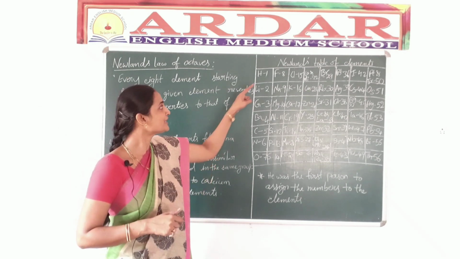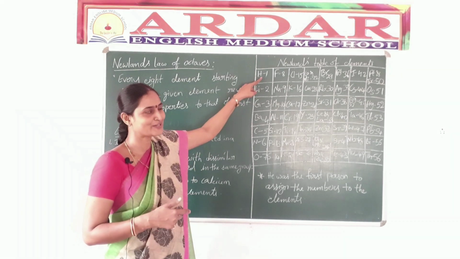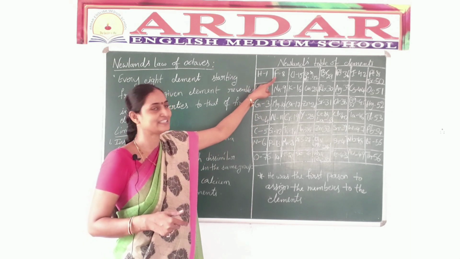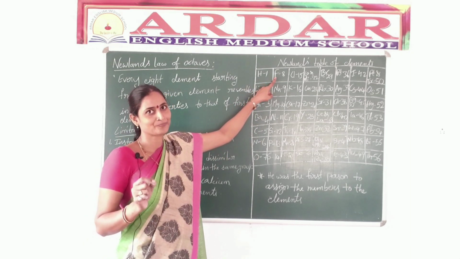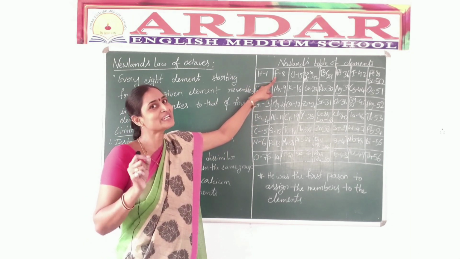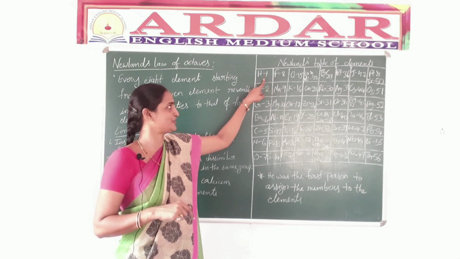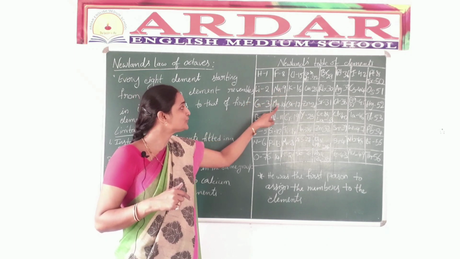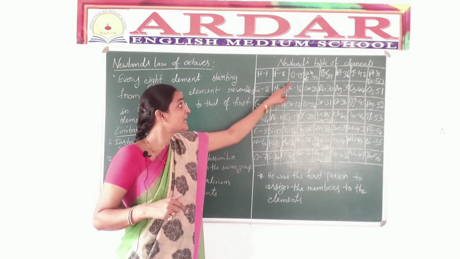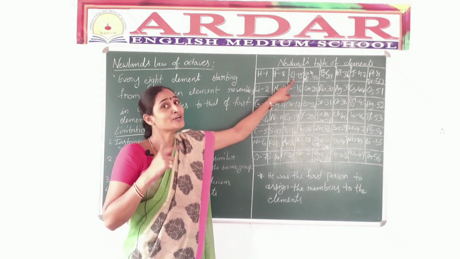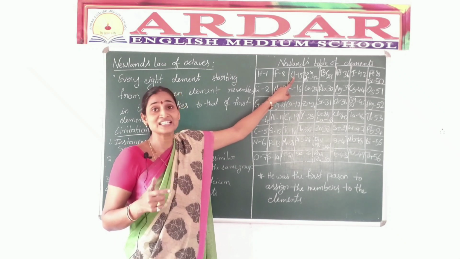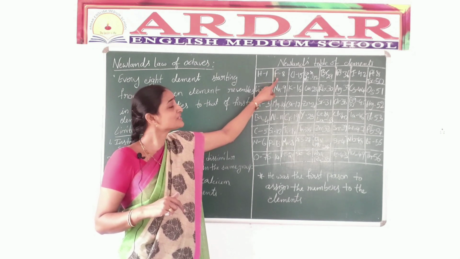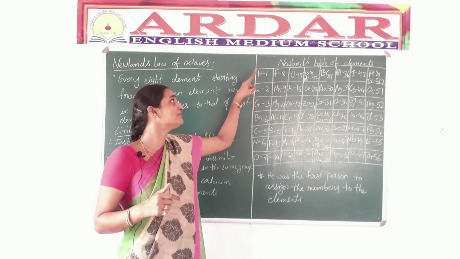Can we start from hydrogen, the first element? Let us count: 1, 2, 3, 4, 5, 6, 7 and 8th. The 8th element is fluorine. So fluorine has similar chemical properties to that of hydrogen. When we start again from fluorine, 1, 2, 3, 4, 5, 6, 7 and 8th, it is chlorine. According to Newlands, chlorine has similar chemical properties to that of the first element, fluorine.